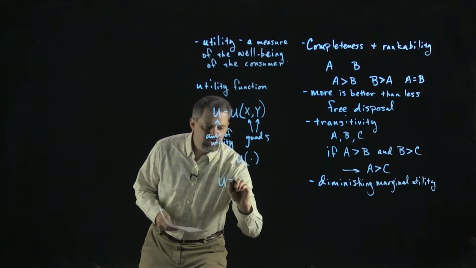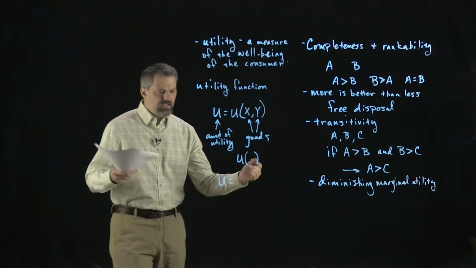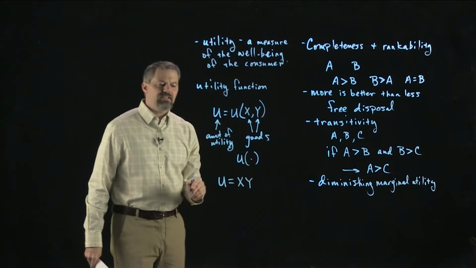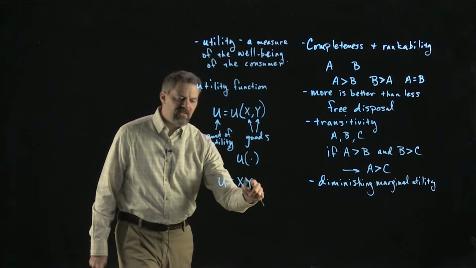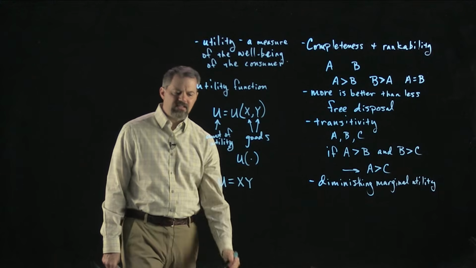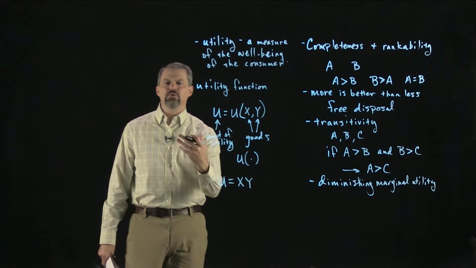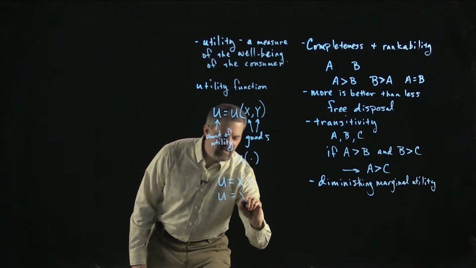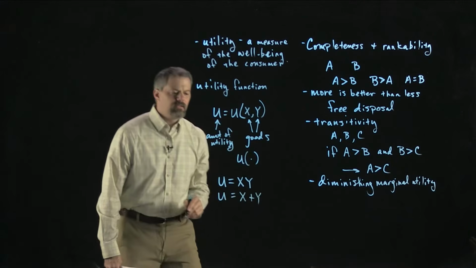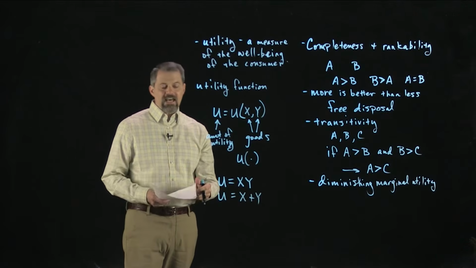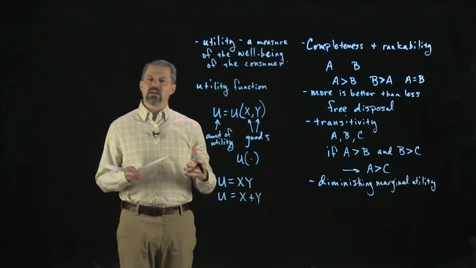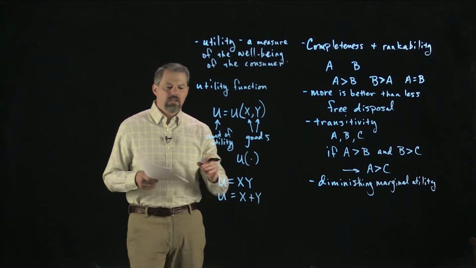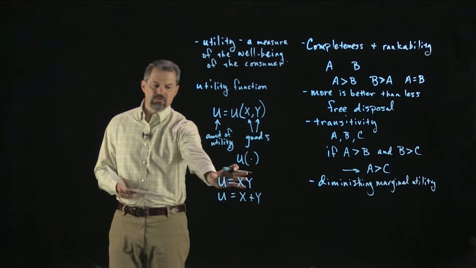A utility function could look like this. It could be x multiplied by y, where you take the number of units of x and the number of units of y, you multiply that together, and that gives us the amount of utility that you get. Or we could have another utility function be x plus y. Or we could have what's referred to as a Cobb-Douglas utility function, which is a very, very useful utility function. It's more complicated than these. These are nice and simple.